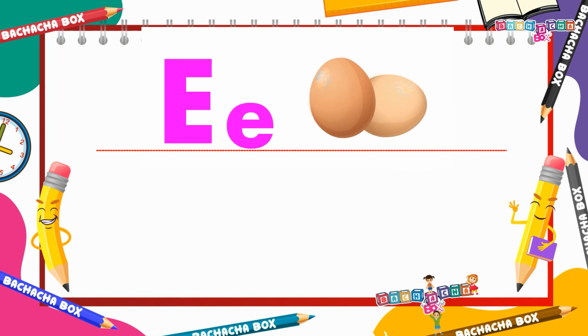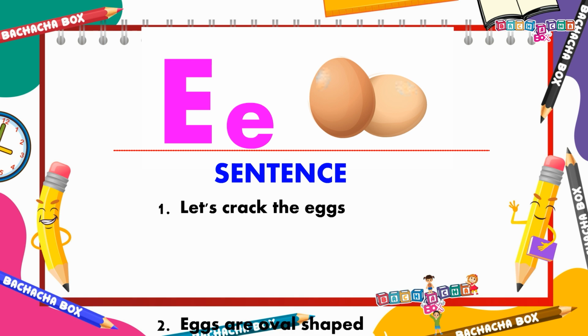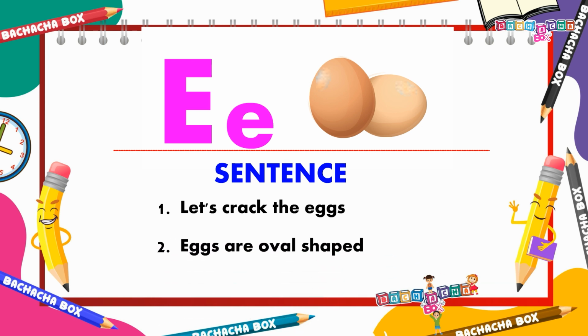E for eggs. Let's say the sentences together. Let's crack the eggs. Eggs are oval-shaped.